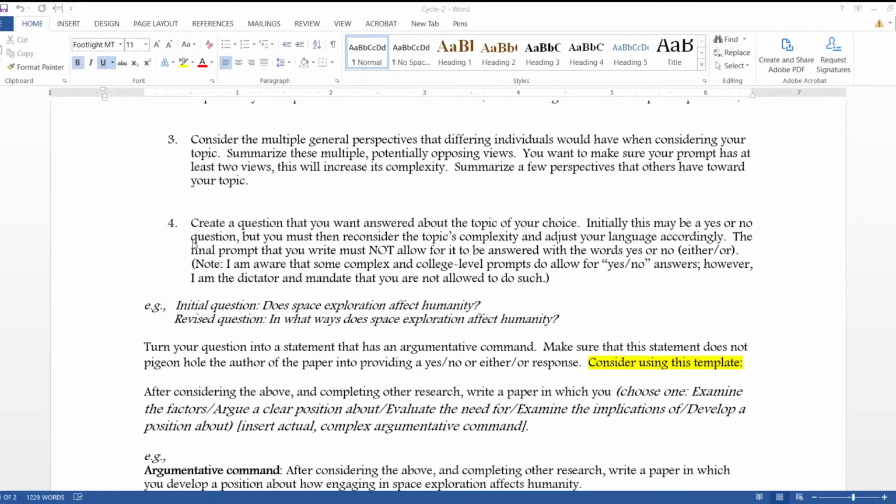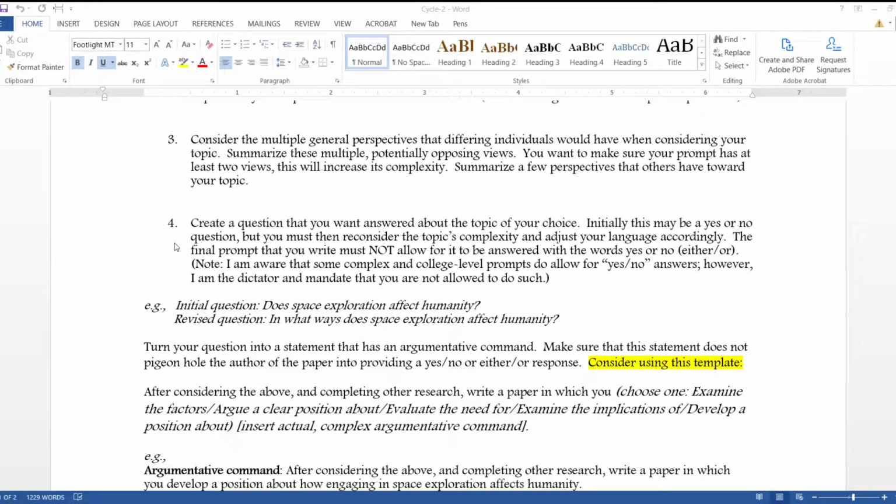Well, now what you're going to do to create an actual prompt for you to respond to is this. You're going to create a question that you want answered about the topic of your choice. And initially, this could possibly be a yes or no question or an either or question, but that's not remarkably complex. So you can't just ask a yes or no question or an either or question. You have to create a prompt that will allow you to adjust your language so that you can make it complex. And complex means that it's not all one way or all the other. There's some idiosyncrasies that are involved, and that's what we're trying to look at as we go throughout this paper. How do we write an argumentative paper but understand the limits of our argument? That's what we're trying to do.